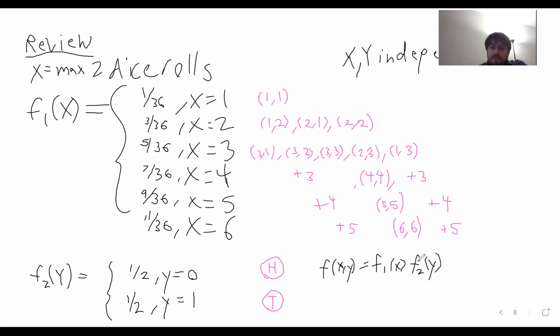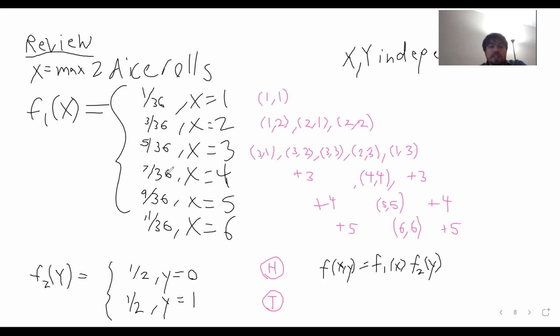And you would get this. So this is equal to, I'm going to do this on the next page. So f of x comma y, since it's equal to f1 of x times f2 of y, is equal to, you just take each of these and multiply it by 1/2. And if y is 0 or y equals 1, you get the same thing because it's 1/2 of both. So you would just multiply each of these things by 1/2.